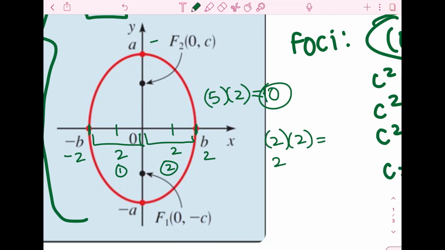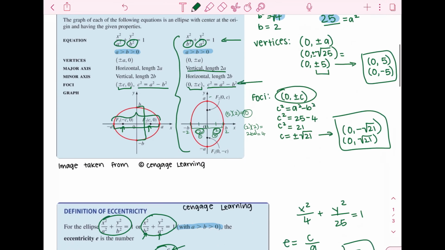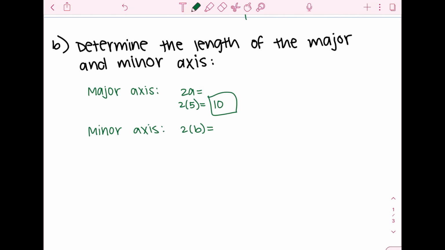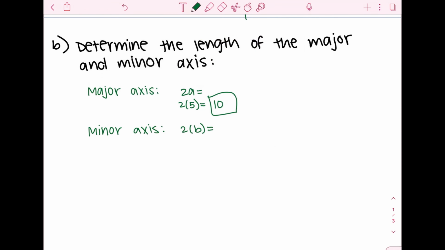And then, remember how our equation was 2b, we're simply plugging in the 2 value that we have here into our equation. So essentially, we just get 2 times 2, which equals 4. So we're going to scroll down, plug in 2 times 2, and then we get 4. So this is our minor axis.